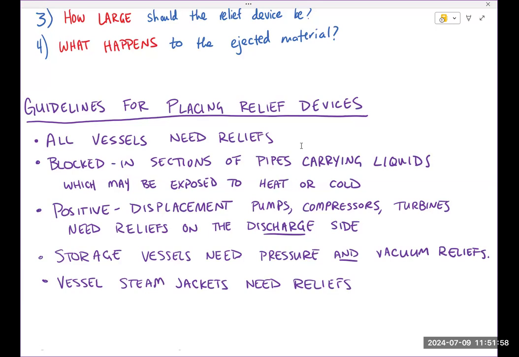Pressure reliefs need to be placed on positive displacement pumps, compressors, and turbines, always on the discharge side. For reasons from fluids, a positive displacement pump is going to increase the pressure, and therefore on the discharge side, the pressure is going to be higher there generally in the pipeline. Storage vessels are a special case. They actually need pressure relief and vacuum relief. And then vessel steam jackets on reactors also need reliefs.